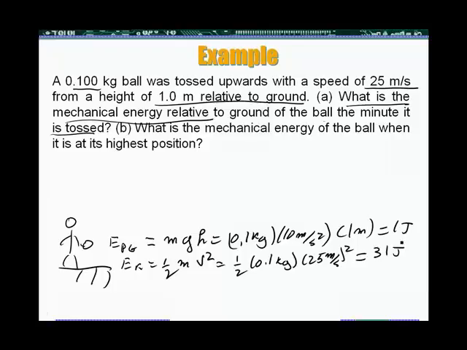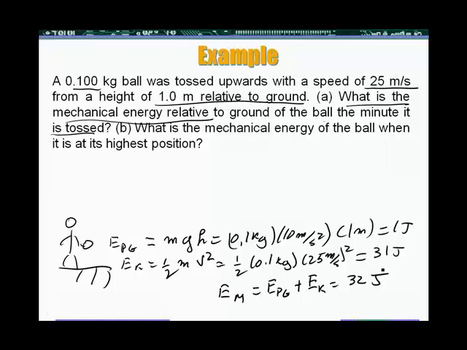Now, what would be my mechanical energy? The mechanical energy is the sum of both EPG plus EK. So it's going to be 31 plus 1 joule. So it's going to be 32 joules. Okay, that's part A of the question.